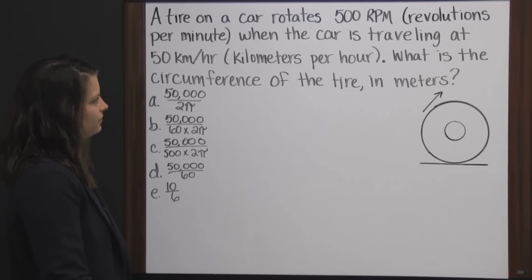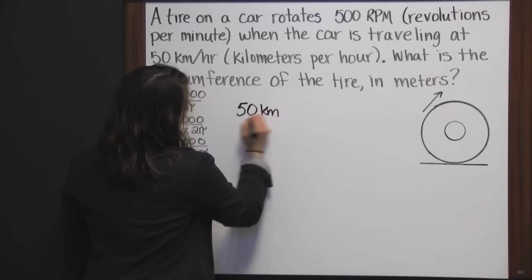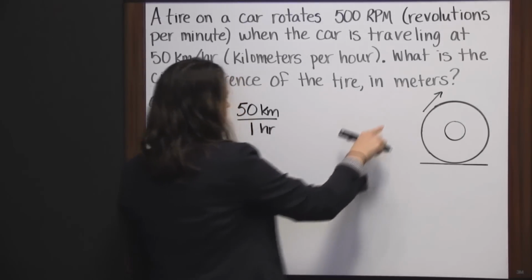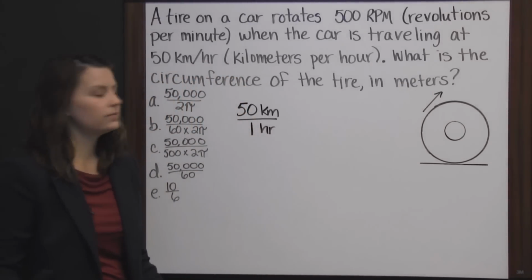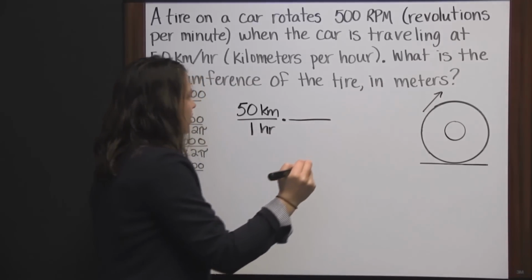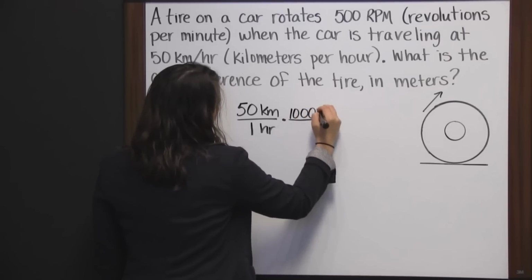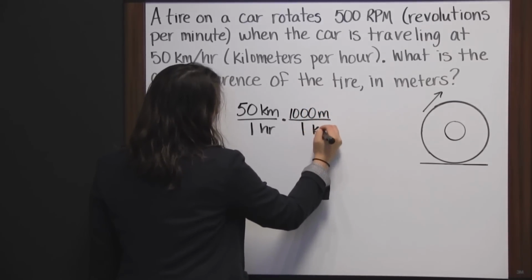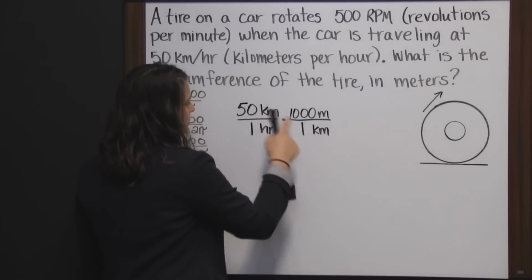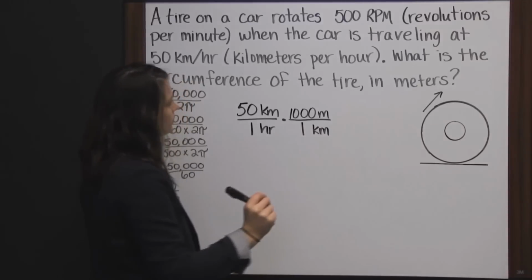Well, the first thing I want to do is take this 50 kilometers per hour and convert it into meters, since that's what they want the circumference in. So to convert kilometers to meters, I multiply it by the conversion factor of 1,000 meters is 1 kilometer. And when I multiply these fractions, I can cross-cancel these units, kilometers, and I'll be left with meters per hour.